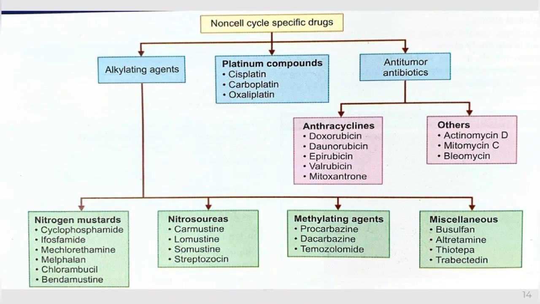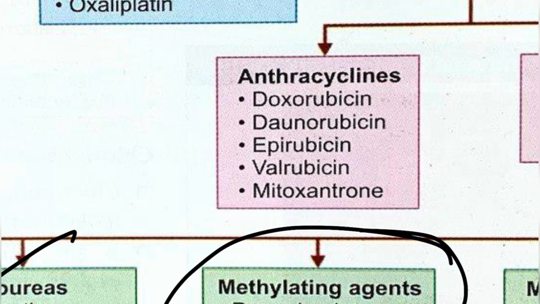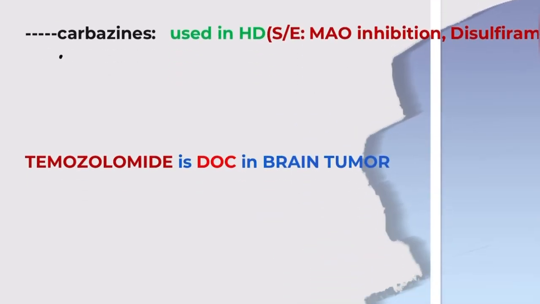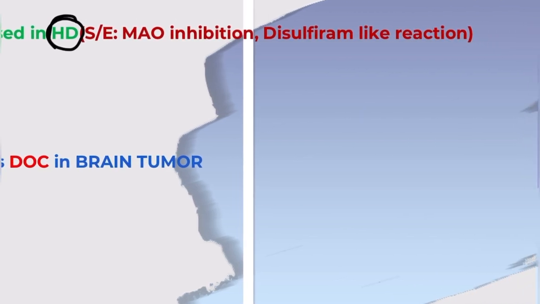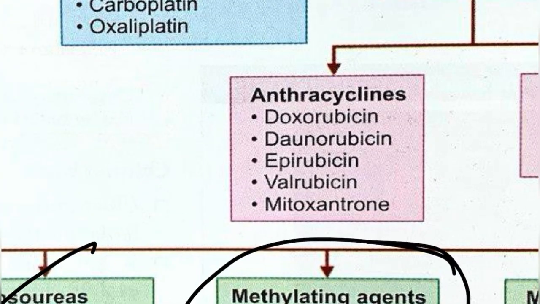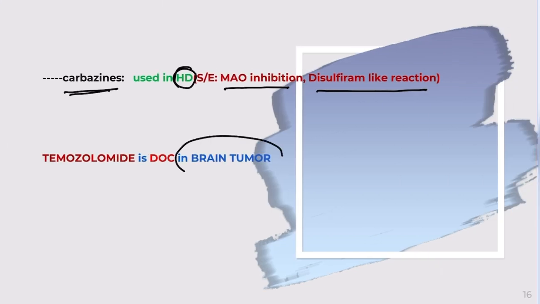Next, so I have finished nitrogen mustard, nitrosoureas. Now, methylating agents. Example, procarbazine, dacarbazine. Come to here. These carbazines are used in Hodgkin's disease, and side effects of these drugs are monoamine oxidase inhibition and disulfiram like reaction. And here one drug, temozolomide. This drug is drug of choice for brain tumor.